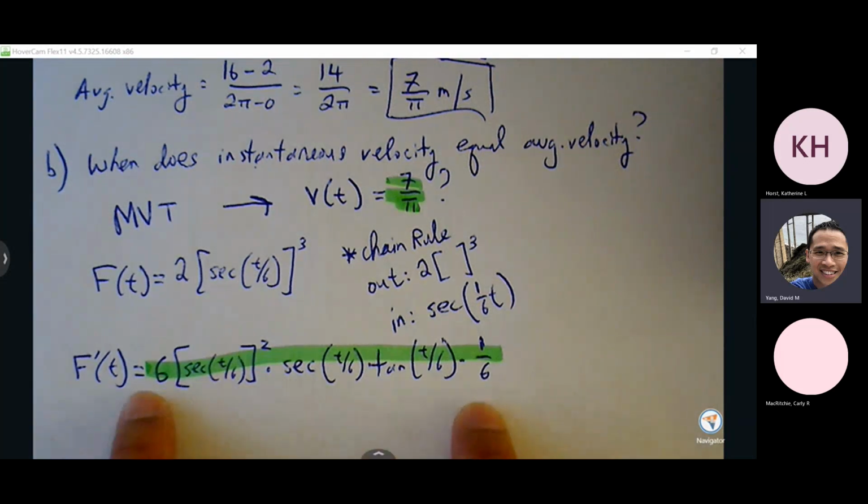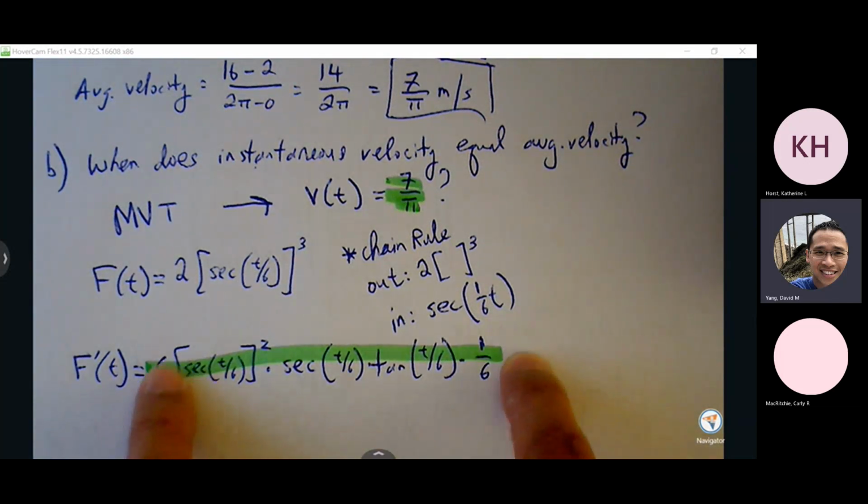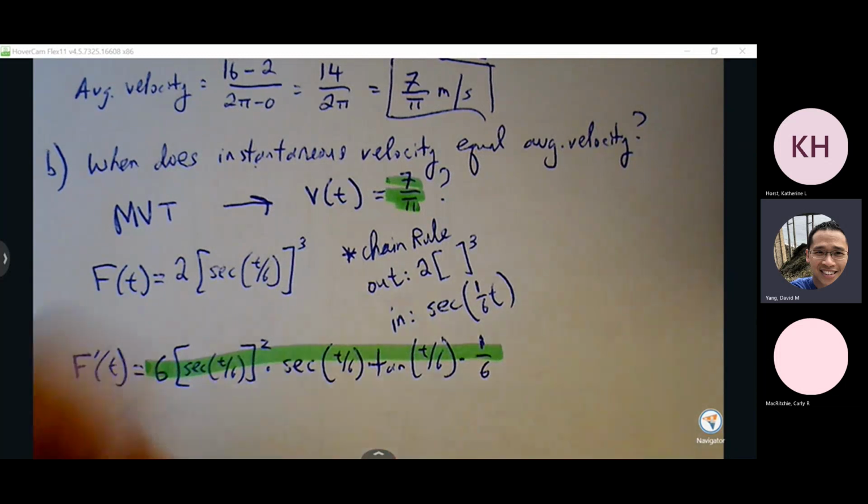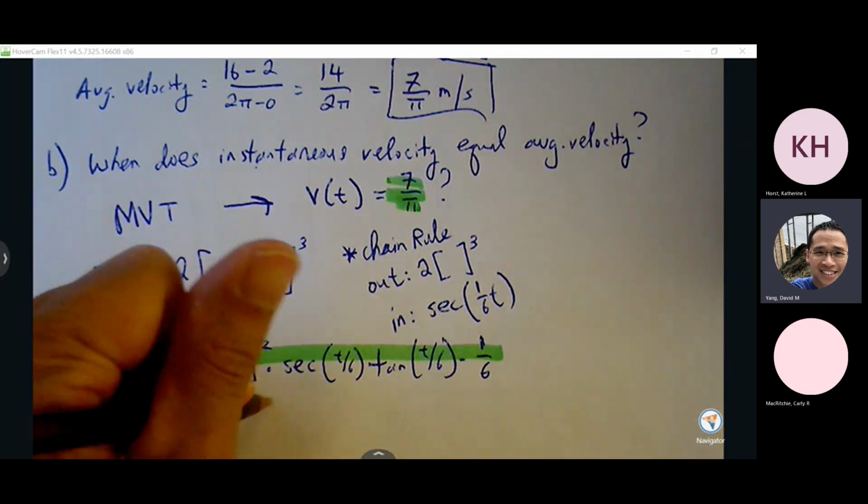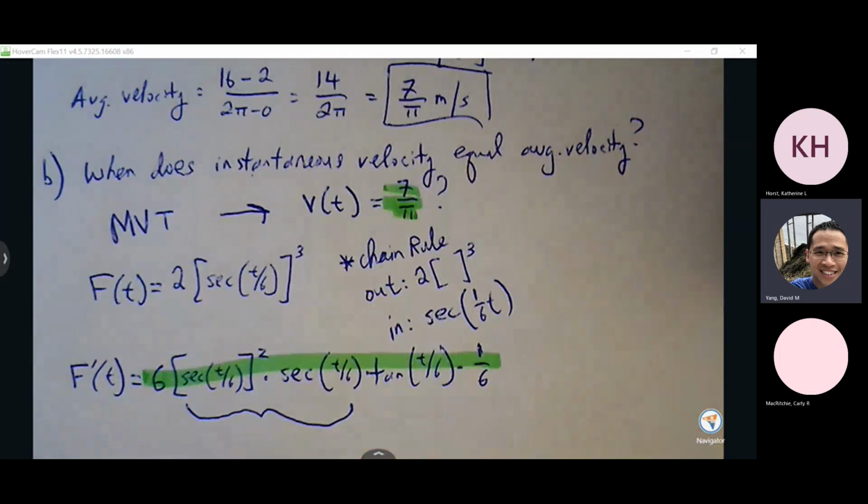Okay, I could do some cleanup here. The 6 and 1/6 can reduce. I can merge the secants together here. So there's two secants here. There's another secant there. I can make that secant cubed.